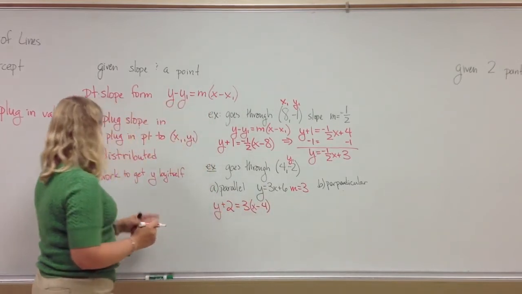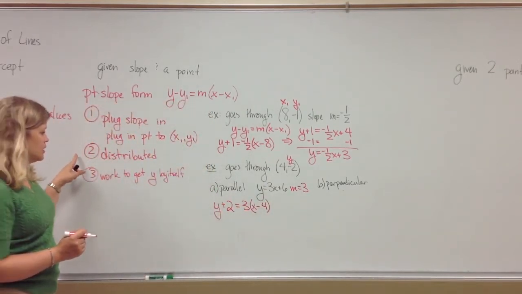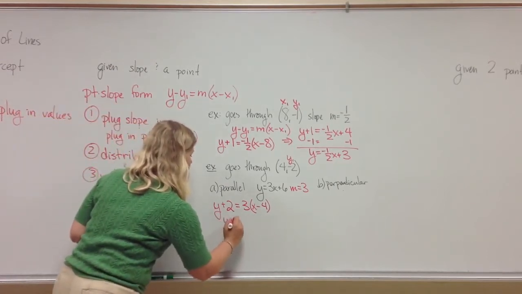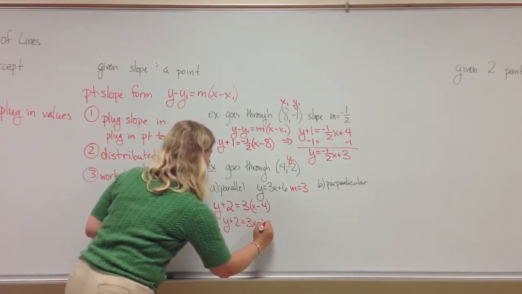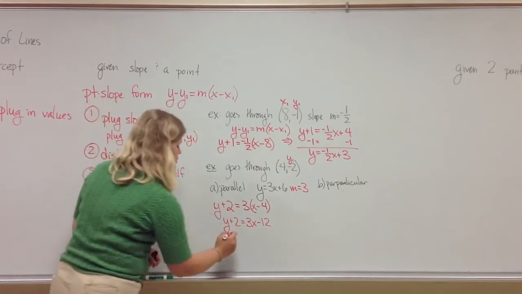Okay? Well, what did we say to do? We've plugged it in, distribute. So we've got y plus 2. You get 3x minus 12. What do you get y by itself?